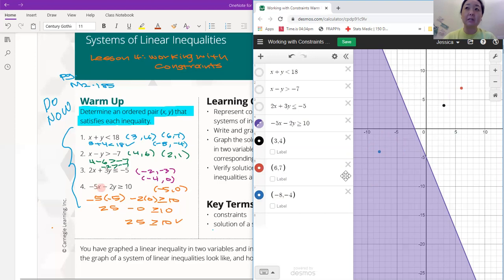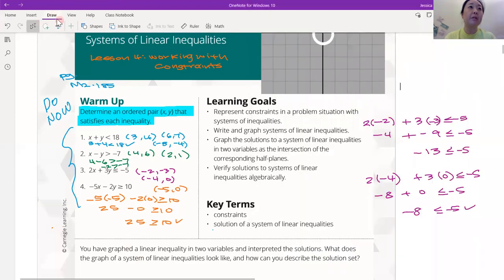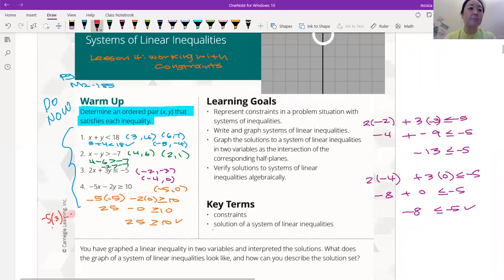And if we were to check it, like this is 3, 4. So if we put in 3, 4, negative 5 times 3, minus 4 times 4, greater than or equal to 10. So this is going to be negative 15 minus 8, and this is going to be negative 23. And as you can see, negative 23 is not greater than or equal to 10.